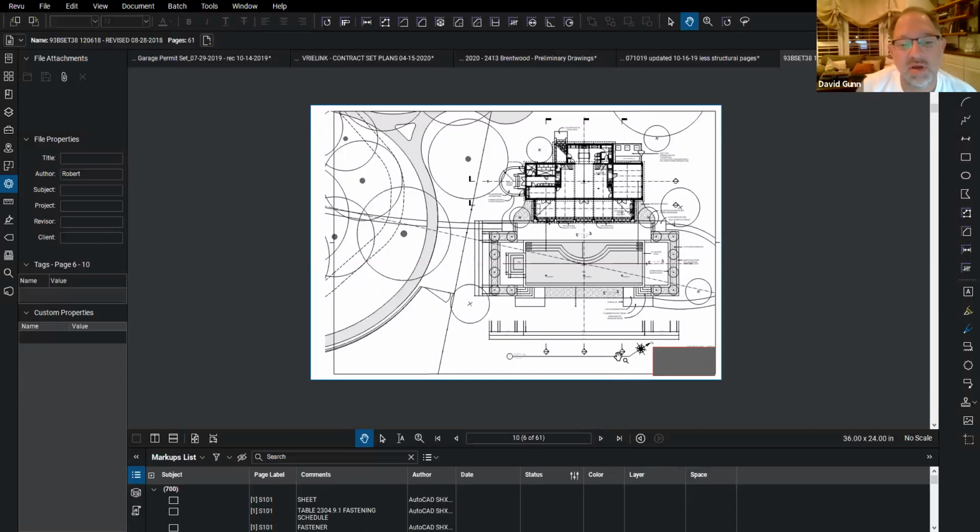We're going to do some more videos in the future about looking closer at floor plans and electrical plans and other parts of the documents of a typical residential construction project.